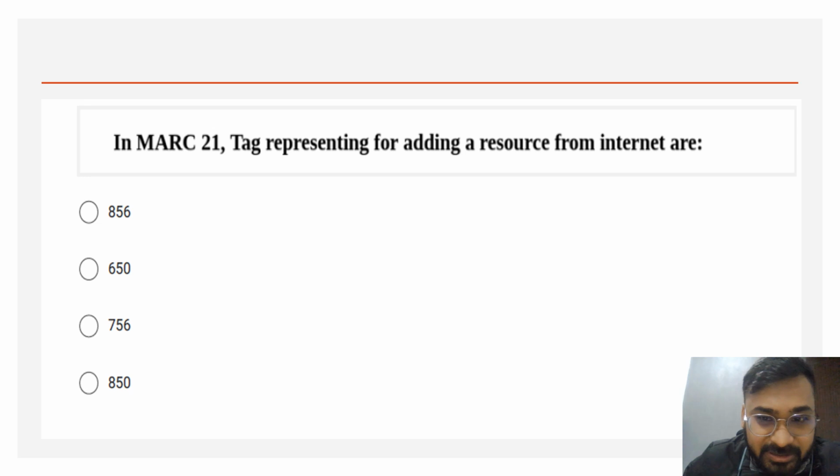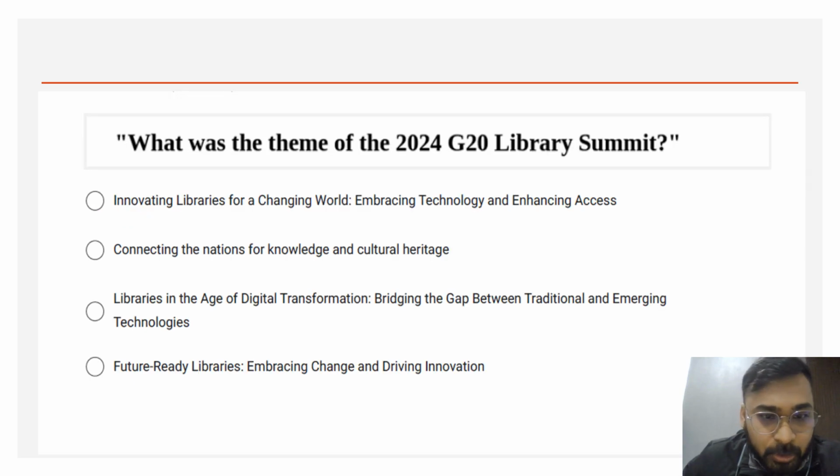Next, in MARC 21, which tag represents adding resources from the internet? It is the 856 tag. Maybe you have heard 100 and 150 to 50. These are the tags. So you should understand that these tags are important even for cataloging.